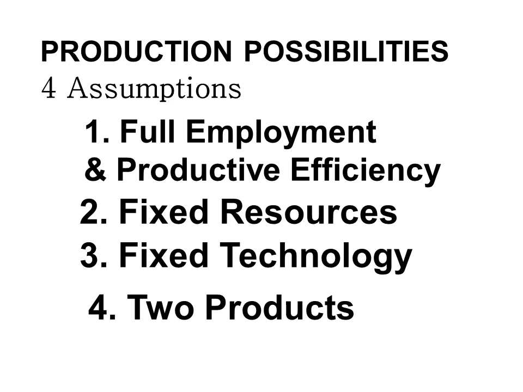The last assumption is that the production possibilities frontier is going to evaluate the trade-off between two products. One will be on the vertical or y-axis, one will be on the horizontal or x-axis. However, these products can be broadly defined.